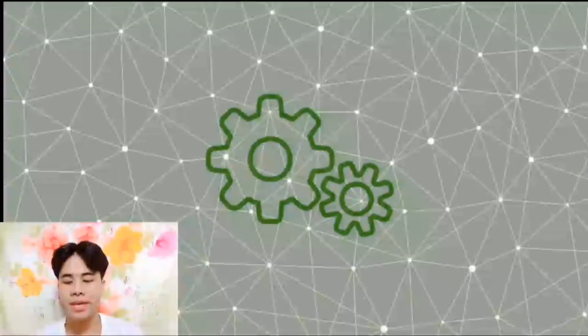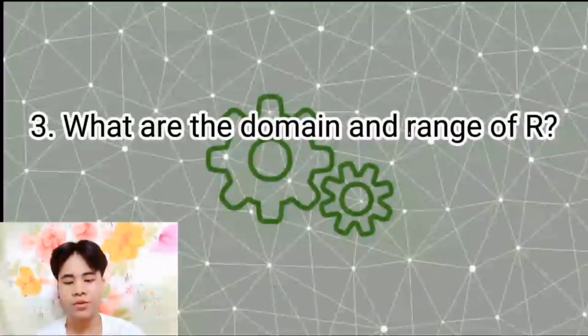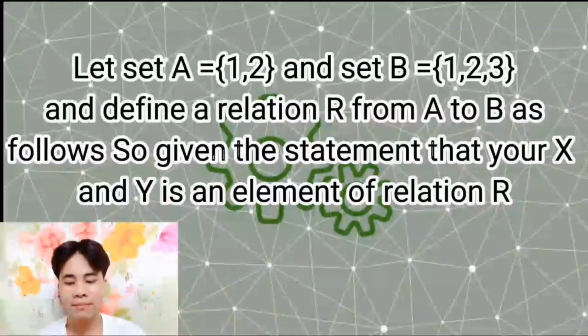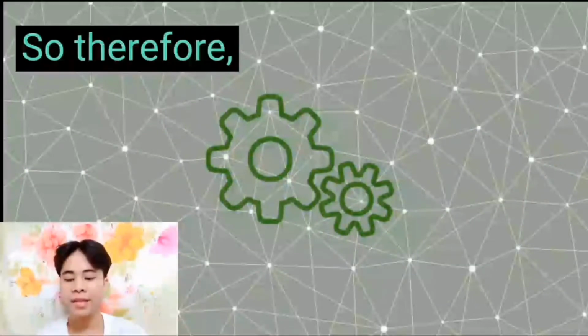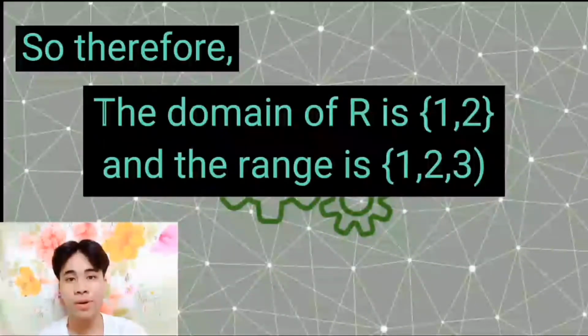So, question number 3: what are the domain and range of R? In the given problem, set A is our x values and set B is our y values. Therefore, the domain of R is 1, 2, and the range is 1, 2, 3.